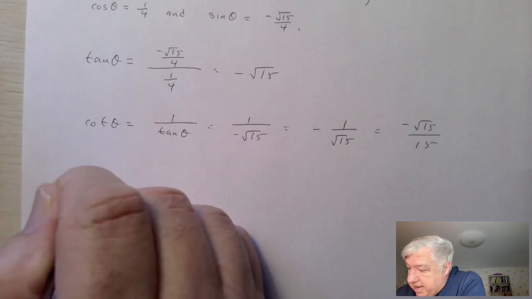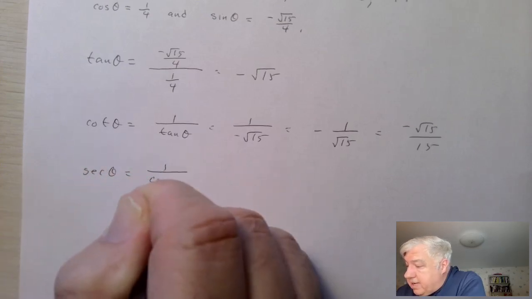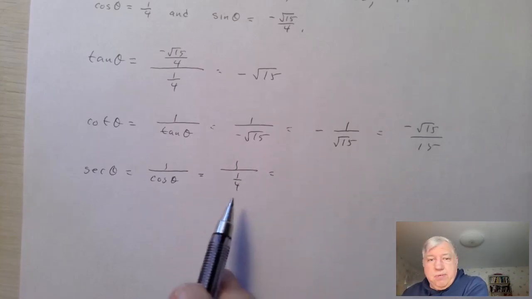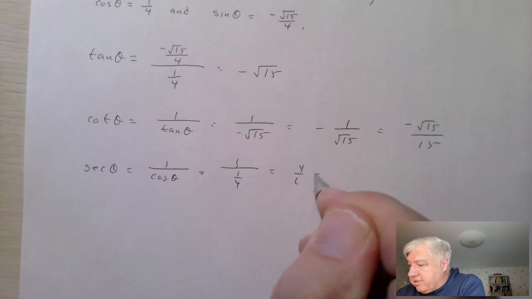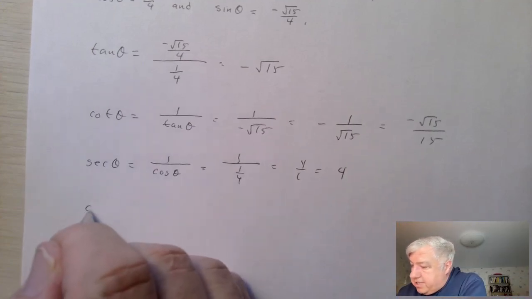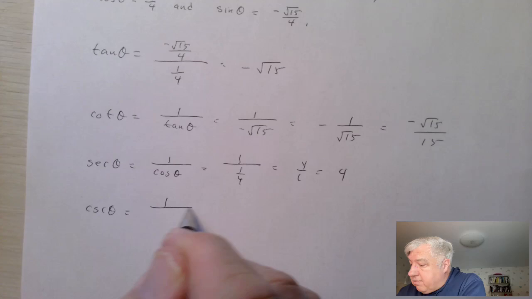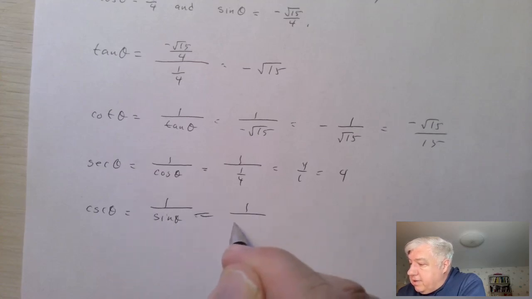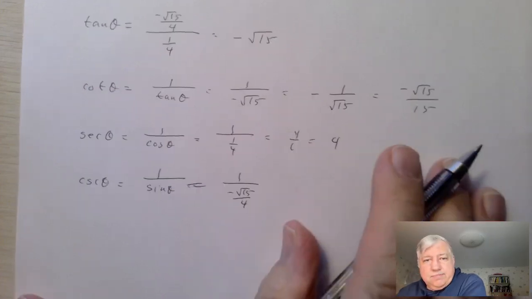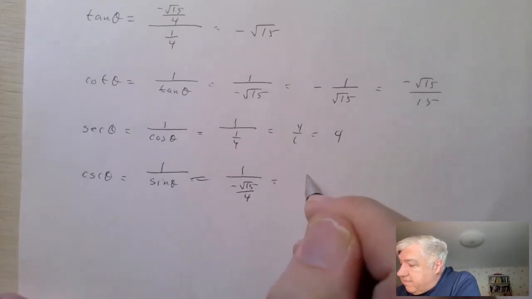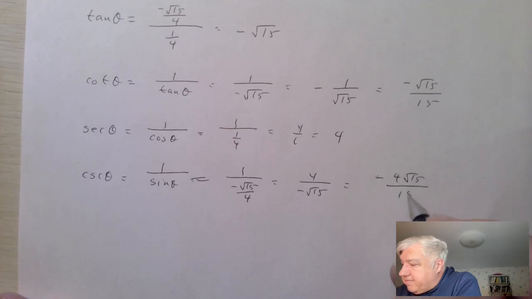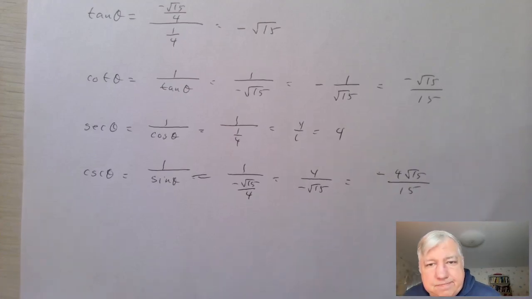Secant is 1 over cosine, and the cosine is 1/4. So you just have to remember what's the reciprocal of 1/4. That's 4 over 1, or just 4. And the cosecant of theta is 1 over sine. So this is going to be 1 over negative square root 15 over 4, which will be 4 over negative square root 15, or I guess you could write this as negative 4 square root 15 over 15.